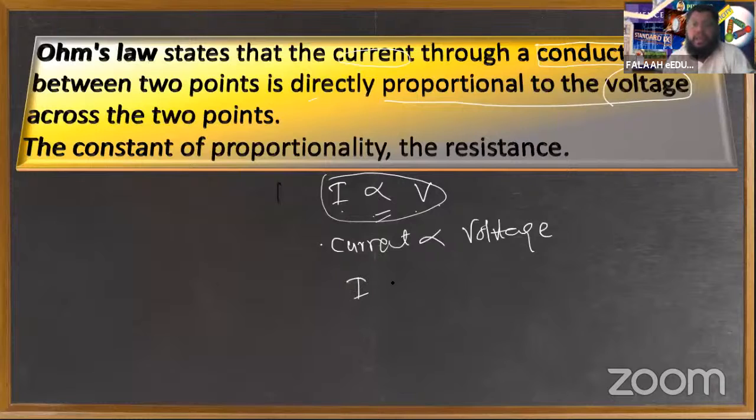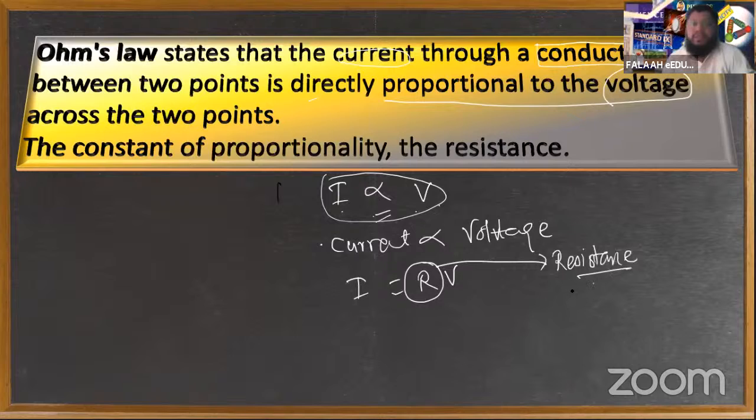Then I is equal to R into V. What is this constant? The constant of proportionality is resistance. R means that which opposes the flow of current, and that is the resistance, the constant R. Therefore R is equal to V upon I.